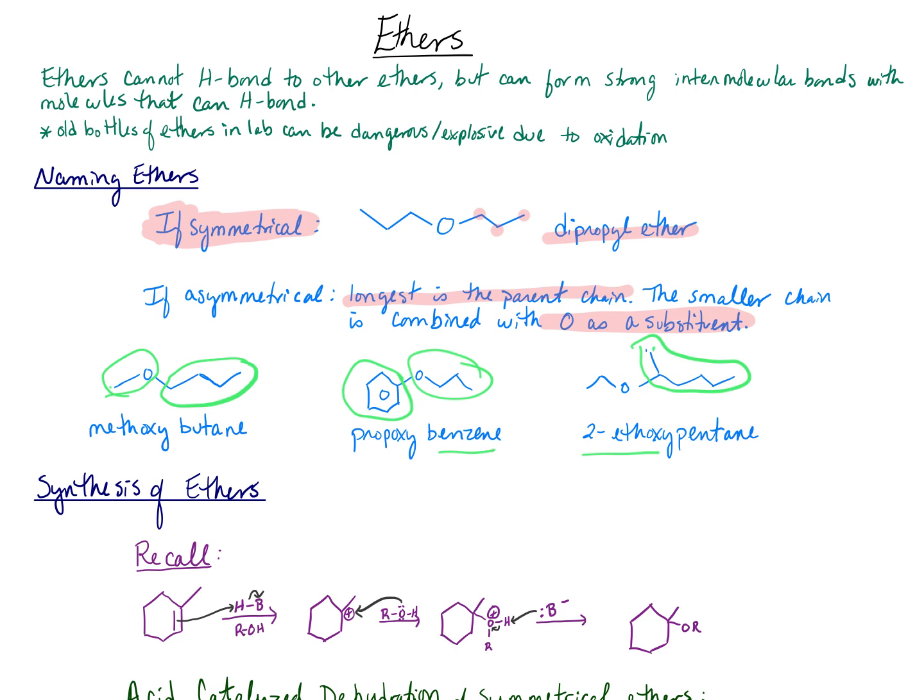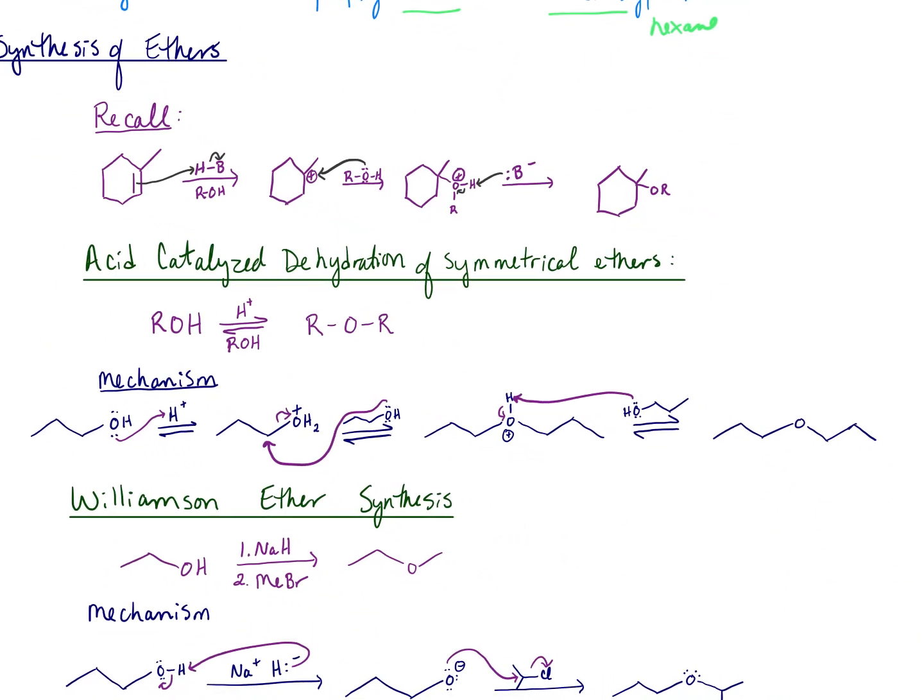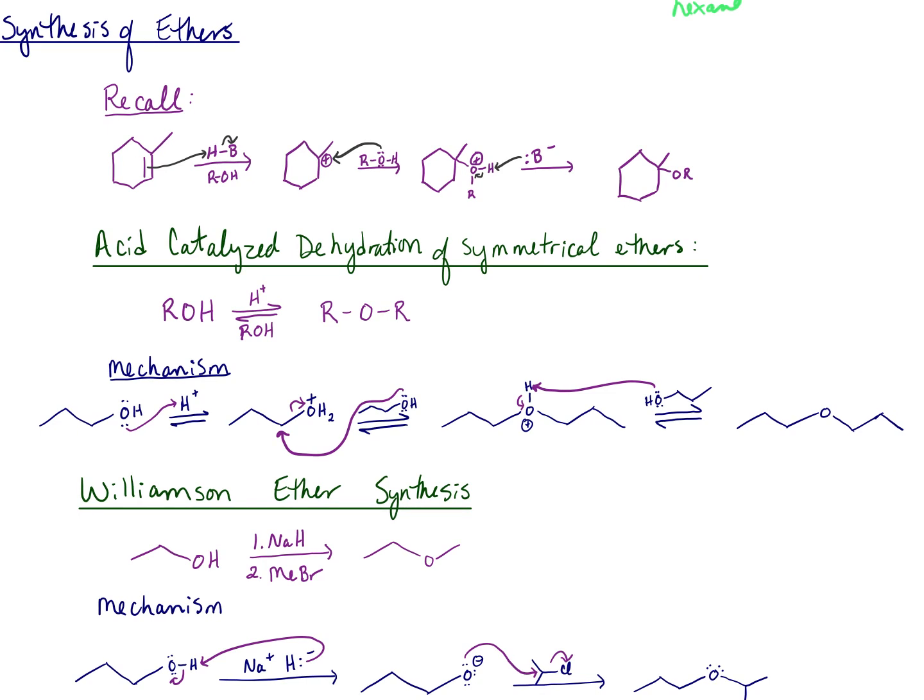So this would be the first, second carbon, 3, 4, 5. Oh, I drew in an extra 6. That should be 6. So sorry about that. That should be hexane. So this would be 2-ethoxyhexane. Sorry about that.